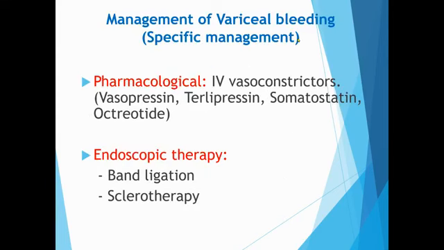There are some drugs which can reduce the portal pressure, and that can stop variceal bleeding by reducing the portal pressure. There are vasopressin, terlipressin, somatostatin, and octreotide. But the ultimate treatment is endoscopic therapy, that is band ligation and sclerotherapy. We put a band at the bleeding vessel, thereby it stops bleeding, and we can also give sclerosant agent injection into the bleeding vessel to coagulate the blood vessel.